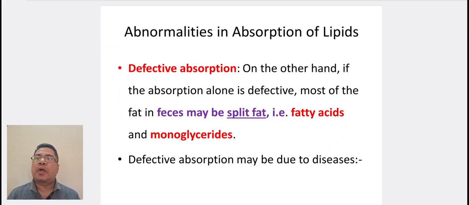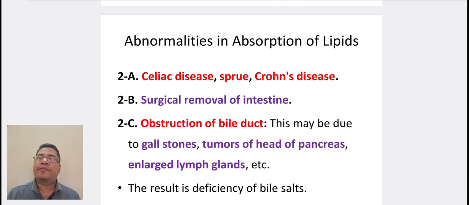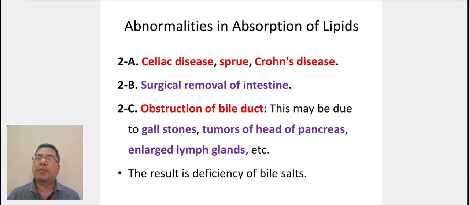Defective absorption. On the other hand, if the absorption alone is defective, most of the fat in feces may be split fat, that is, fatty acids and monoacylglycerides. Defective absorption may be due to diseases like celiac disease, sprue, Crohn's disease, surgical removal of intestine, obstruction of bile acid, etc. This may be due to gallstones, tumors of the head of the pancreas, and enlarged lymph nodes, lymph glands. The results are deficiency of bile acids.